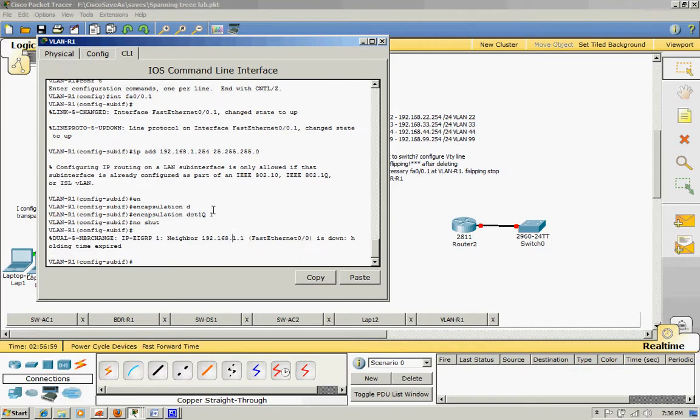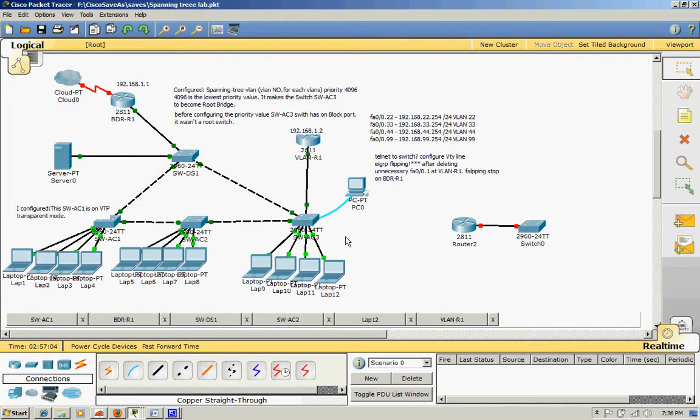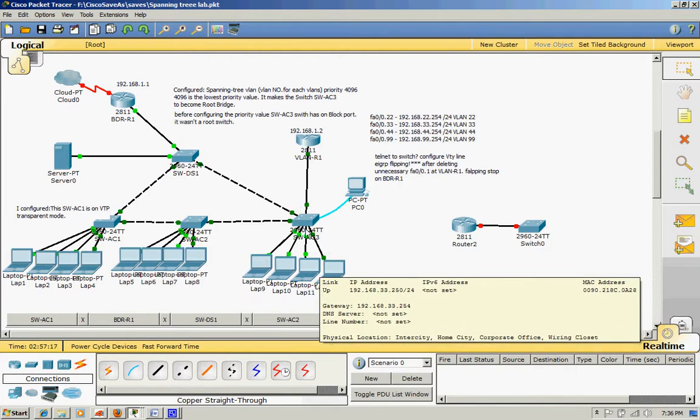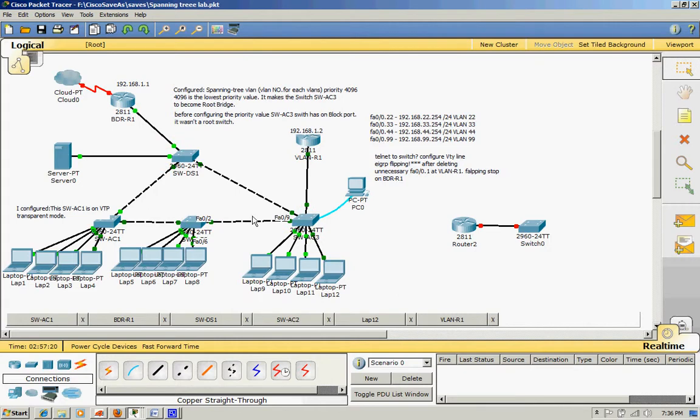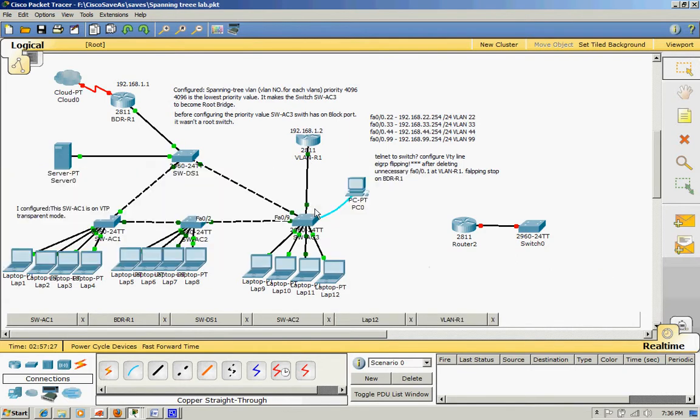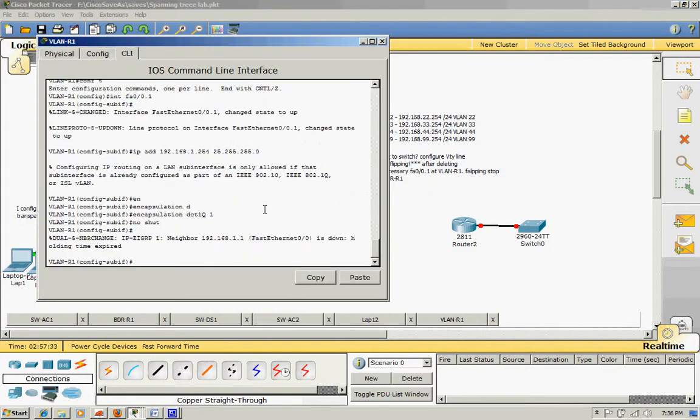Actually, it is not necessary to do that, because the sub interface is only necessary when it needs to route some of the different subnets from the VLANs that I configure on the switches. So actually VLAN 1 is a management VLAN on these switches, and also the VLAN 1 that I configure on this router is not necessary.